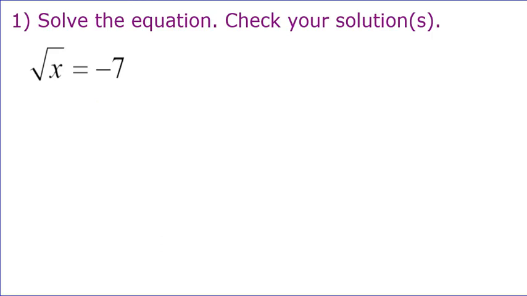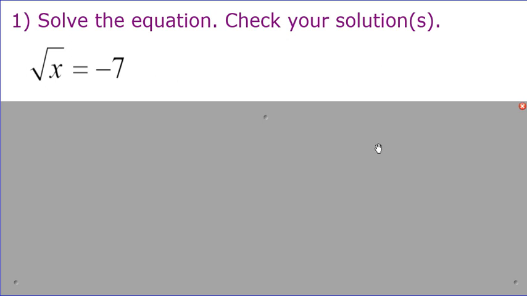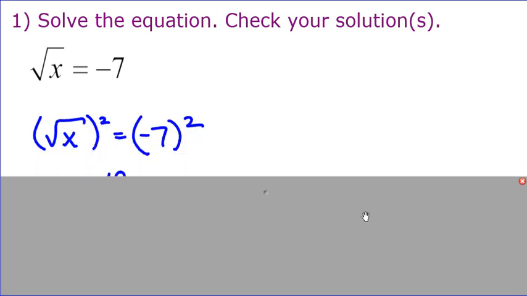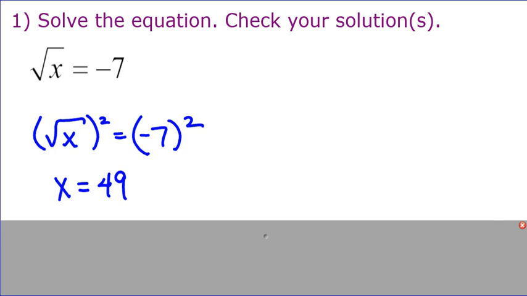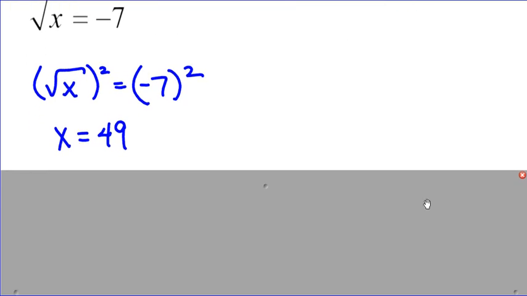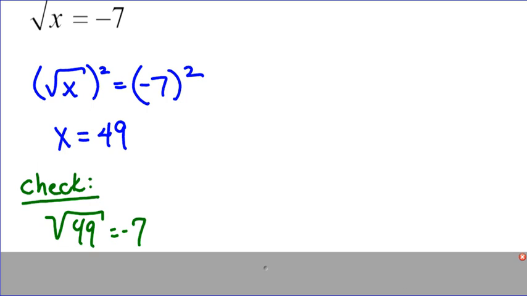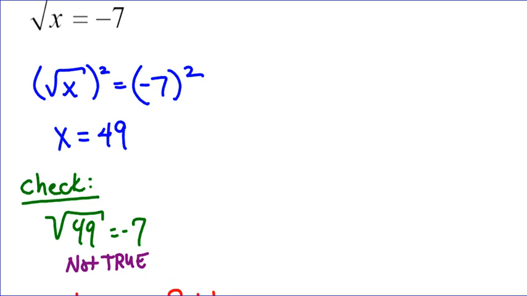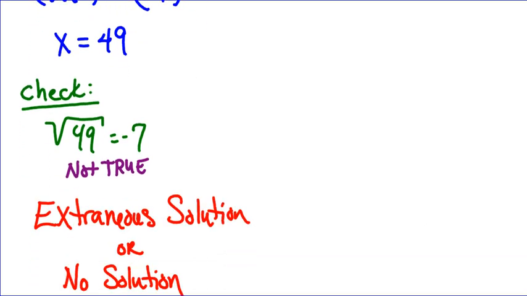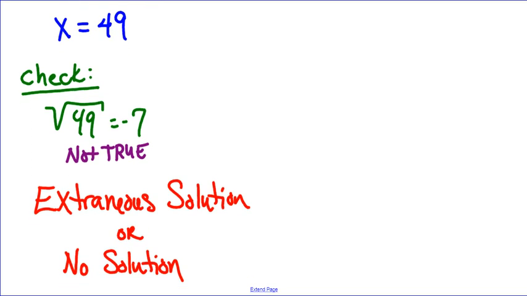Again, we want to solve for x. So to undo this equation, we could square each side. So x equals 49. Now again, we're going to substitute it back into the original equation to make sure it's a valid result. We know the square root of 49, 49 being a perfect square, is 7. 7 does not equal negative 7, so we'd have to say this is an extraneous solution, or we could also refer to it as no solution for the equation. So again, because our value for x when we substitute back into the original equation gives us an invalid statement, we cannot use it, it's extraneous.